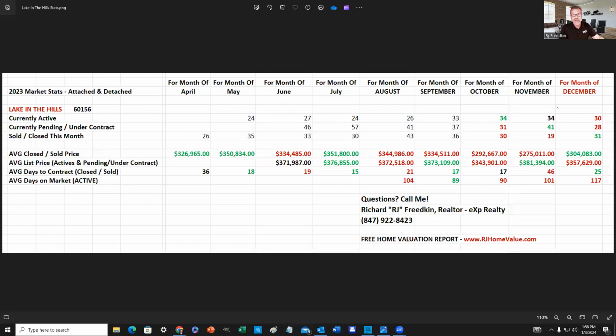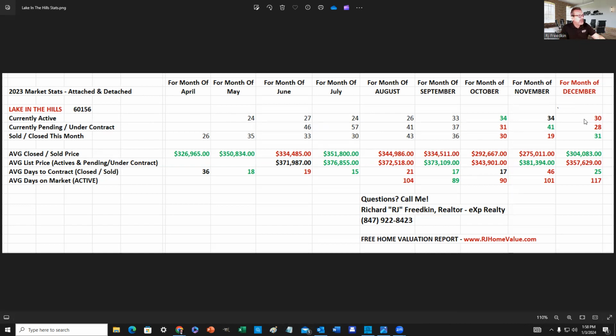But let's get to the reason why we're here. I'm sharing my screen. If you've tuned into these before, you've noticed that I do this spreadsheet that shows the market activity for the current month of December as of December 31st and covers the previous months. It gives you an idea of what's going on in the real estate market in Lake in the Hills so that if you're planning on doing something with real estate, you get a better idea of what you can expect. So for the month of December, we had a little bit of a tick down of homes that were actively on the market, obviously understandable with the holidays and the colder weather.